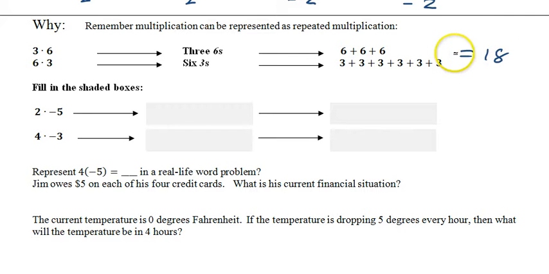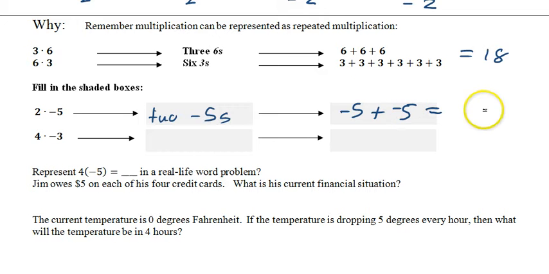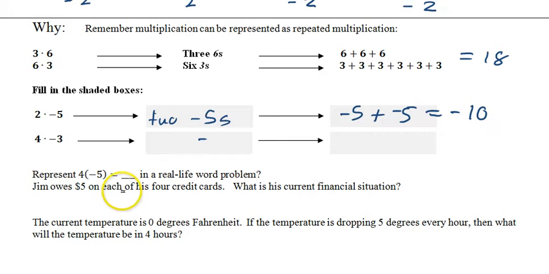That's why it's commutative. So if you look at this one, and we know it's commutative, if we take care of 2 times negative 5, it's the same as negative 5 times 2. So we'll look at this one. This says we have 2 negative 5s. So let's write that. 2 negative 5s. Well, what does that mean? That's negative 5 plus negative 5. Well, remember the rule: if you're adding, and they're the same sign, you add and you keep the sign. It's negative 10. Okay, and I want you to try it with 4 times negative 3.